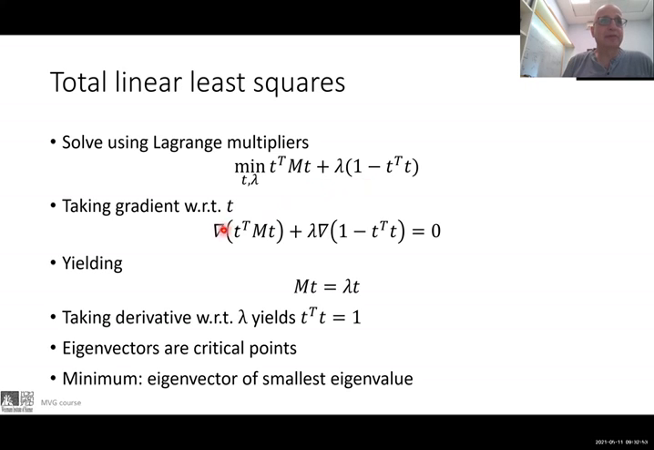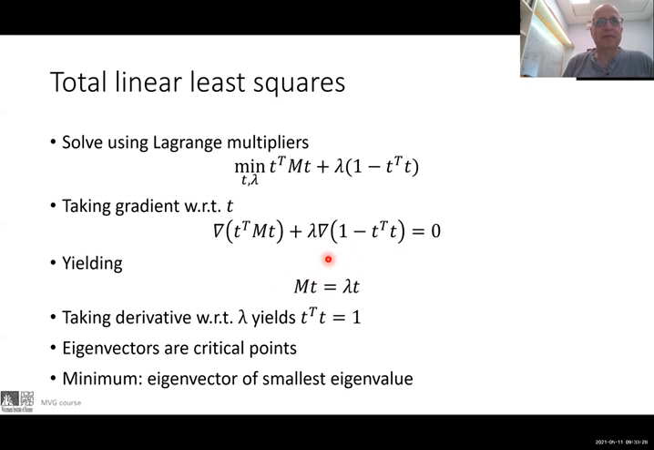So let's take a derivative with respect to T. The gradient with respect to T is a two-dimensional vector. We take the gradient of T transpose M T, and the gradient will be MT. This quadratic equation becomes linear. And lambda times the gradient of 1 minus T transpose T will become lambda T, and minus lambda T.